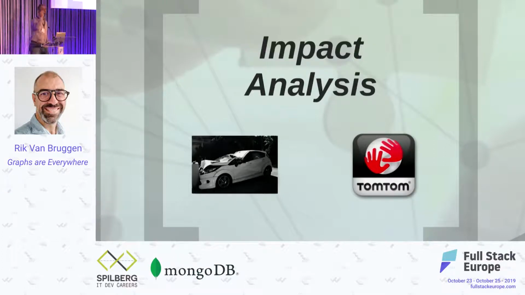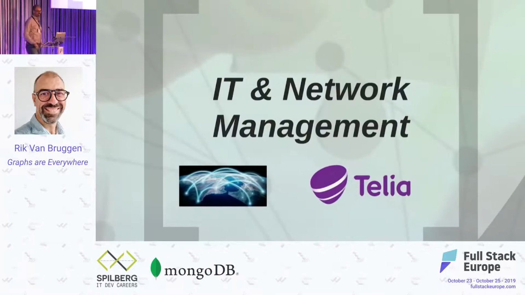Things like impact analysis, beautiful case with TomTom, but also other big organizations, to understand the impact of a change in the network. Something changes on the network, what is going to have an effect on the rest of the network? And sometimes that change doesn't create an impact in the immediate neighborhood. Everything around it is perfectly normal, but over here, all of a sudden, something happens, which is what happens when you start editing maps and stuff like that.